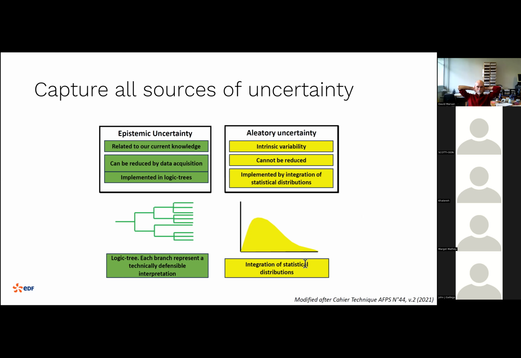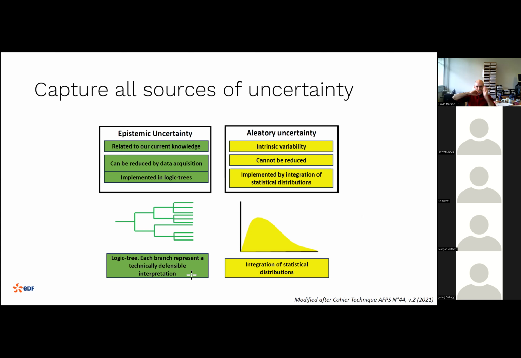So this type of uncertainty is viewed as an alternative scenario, and it is implemented in the calculation in logic trees, where each branch represents a technically defensible interpretation of the seismic source model.